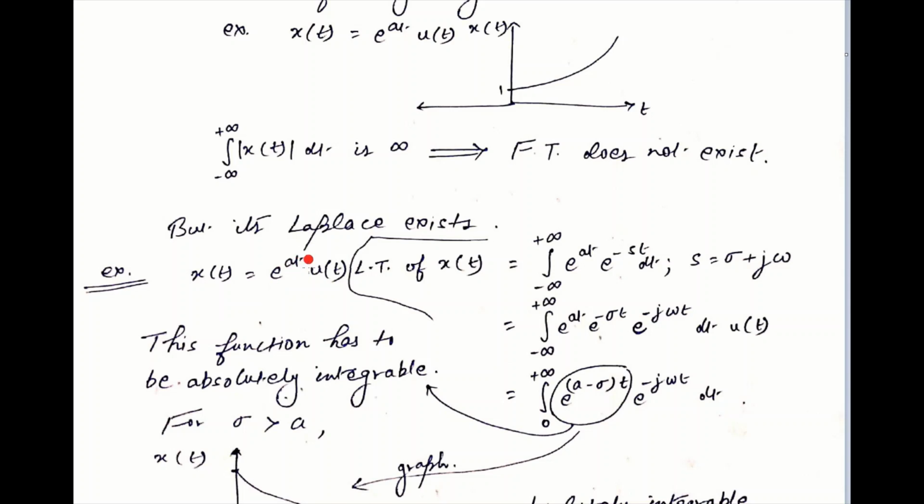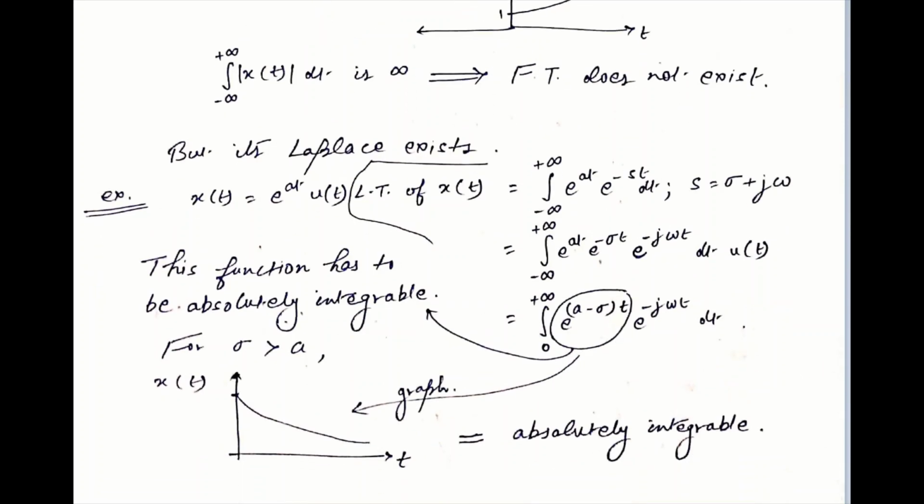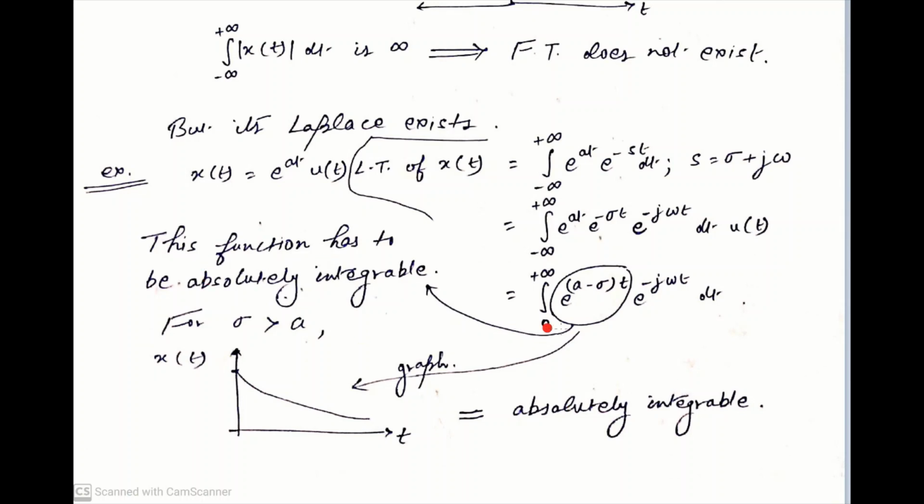x(t) is equal to e raised to the power at u(t), and the Laplace transform of x(t) will be written as this: integral of e raised to the power at e raised to the power minus st dt. s is equal to sigma plus j omega. We write s in terms of sigma and j omega, we will get this. Then by combining these two terms, we'll get e raised to the power a minus sigma t into e raised to the power minus j omega t dt. Now see here, this function in the circle has to be absolutely integrable, so that this whole integration converges.